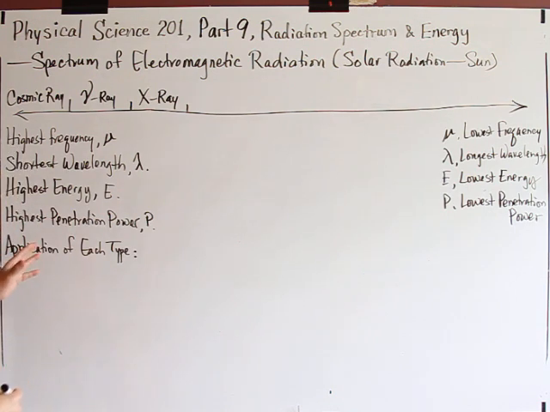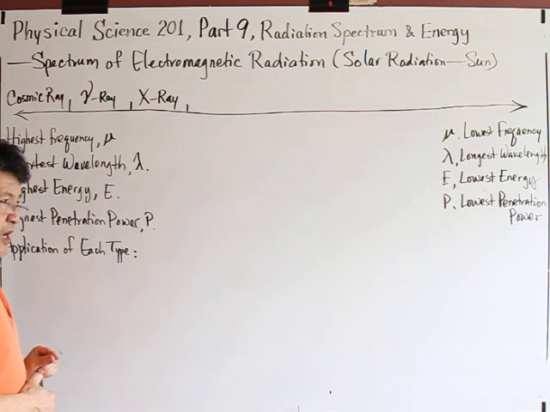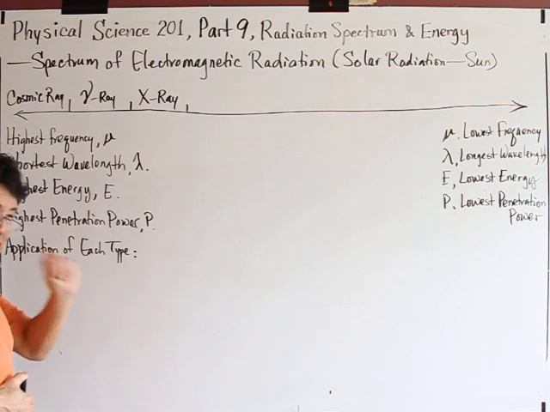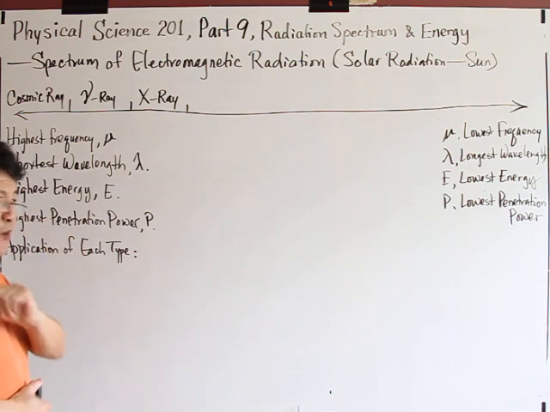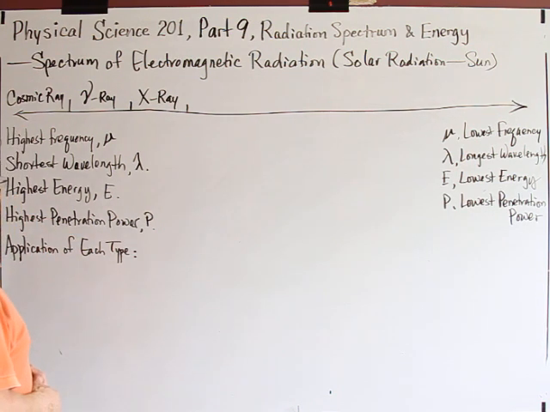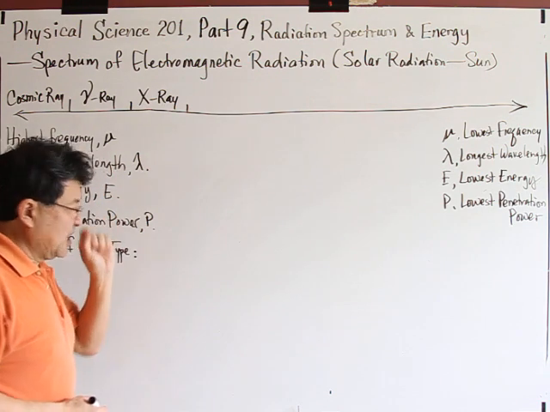Alright, we're still using the same diagram, and we continue. We finished gamma ray. Gamma ray is a very, very strong and harmful ray, with short wavelengths, high frequency, high energy, high penetration power. All these we talked about in the past. Now we're getting to X-ray. What is X-ray?